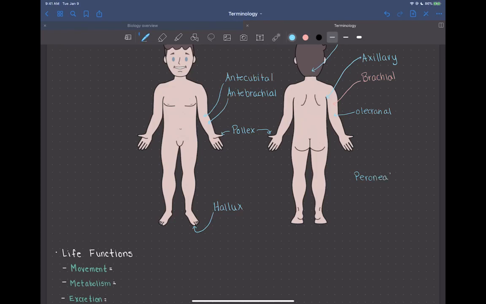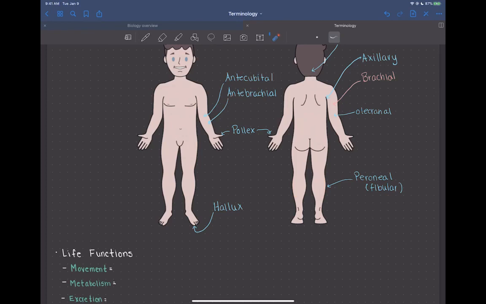And I emphasize the O because there's another term that is perineal with an I. All right, so the peroneal is also sometimes referred to as the fibular region. It actually refers to the side of your calf. If I were to color in the region, it would just be the outside here of your calf. Fibular corresponds to the bone that runs on the outside of your leg called the fibula. Okay, so that makes sense.